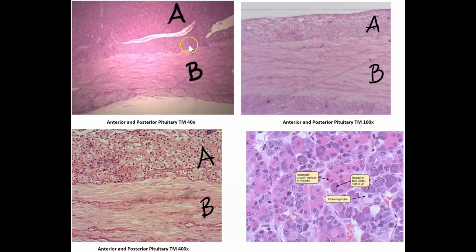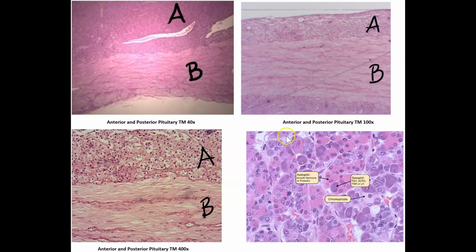So again, if we look from the 40x to the 100 to the 400, you can see that the big difference between these two sides of the pituitary gland is that the adenohypophysis is true glandular material. So you can see it's highly cellular versus the more loosely woven or constructed nervous tissue of the posterior pituitary gland.